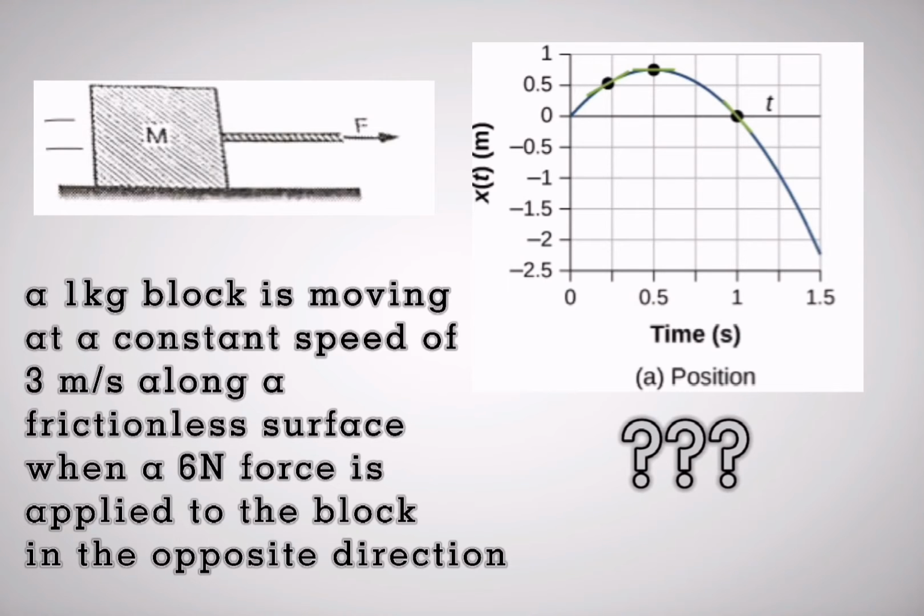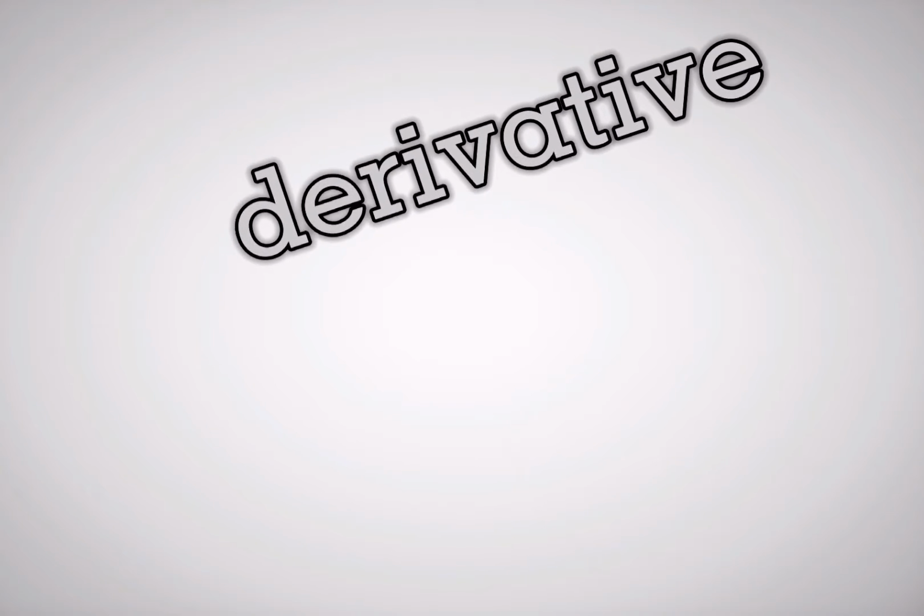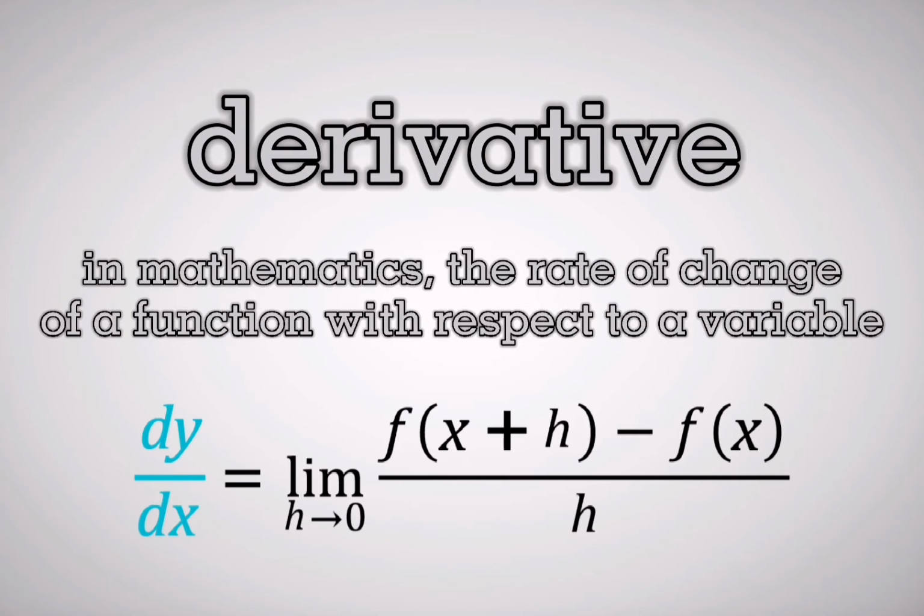We would find the slope by taking the derivative of the function. Once we have the derivative, we could find the slope anywhere on the graph for any point in time. What is a derivative? A derivative in mathematics is the rate of change of a function with respect to a variable, the variable in this case being time.